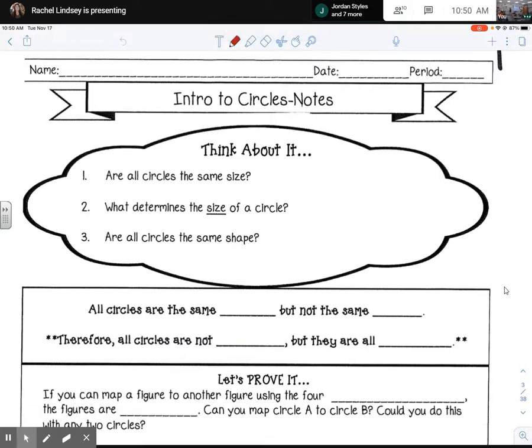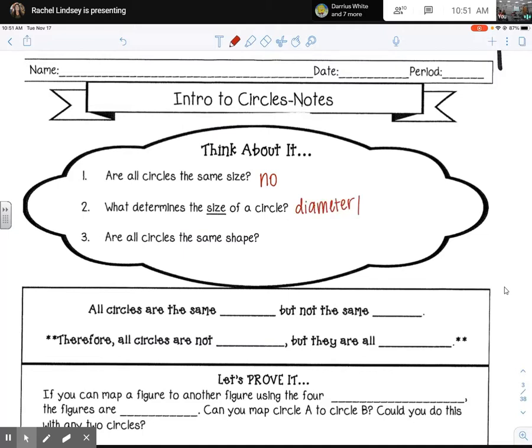Looking at this, it says, think about it. Are all circles the same size? No, not all circles are the same size. So, since all circles are not the same size, then what determines the size of the circle? The diameter or the radius?